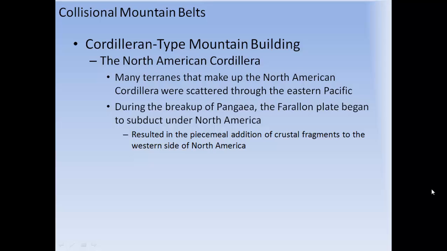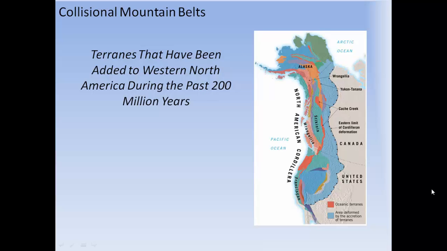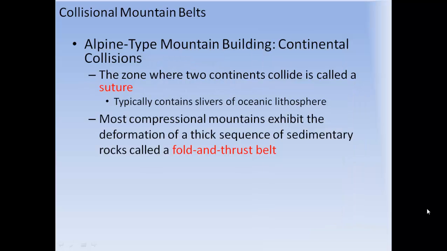The North American Cordillera. Many terranes that make up the North American Cordillera were scattered through the eastern Pacific. During the breakup of Pangaea, the Farallon plate began to subduct under North America, resulting in a piecemeal addition of crustal fragments to the western side of North America. Terranes have been added to western North America during the past 200 million years. Let's see, area formed by accretion of terranes. This is the blue area, and then these are all different colors of different terranes that have been accreted to the western edge of North America.